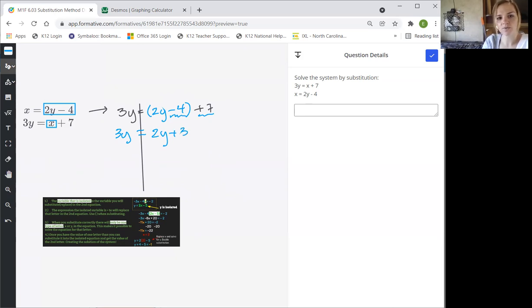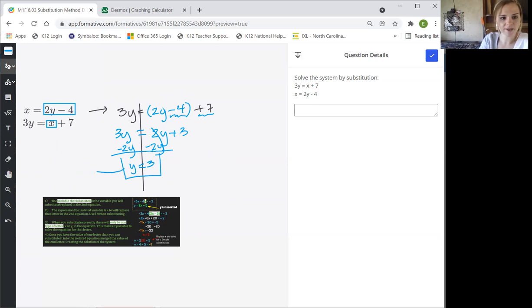To solve, we want to subtract those 2y from both sides, because remember when you have a variable on both sides, you want to move the smaller one. When you do that, 3y minus 2y is 1y or just y. So that gives us y equals 3.